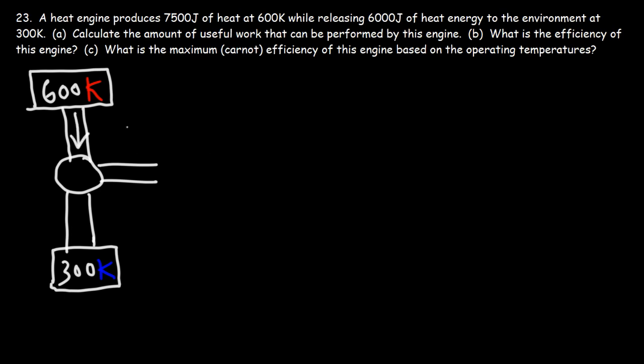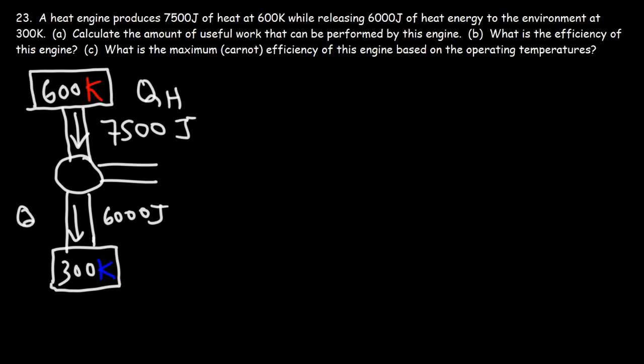So the heat engine generates 7,500 joules of thermal energy. So this is QH. And then out of that 7,500, 6,000 joules of heat energy is released to the environment. So that's QC. Now the difference between QH and QC is the amount of useful work that the engine will perform. So this heat engine takes a portion of the heat energy generated and converts it into useful mechanical work.